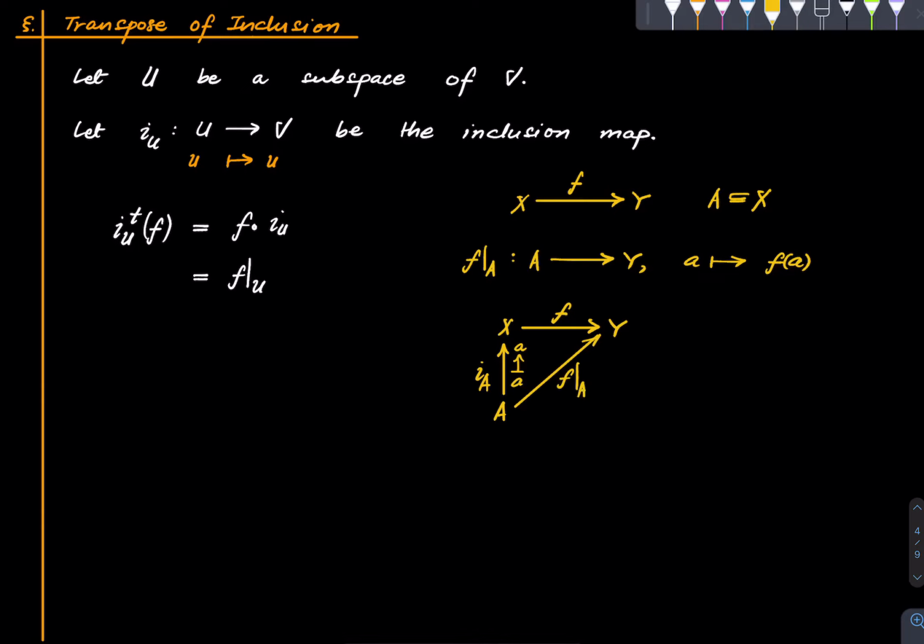So that's a very general set theoretic thing, and therefore this is nothing but that. And what we see is that i_U transpose f is f restricted to U. So just a very simple instance of the notion of transpose. Okay.